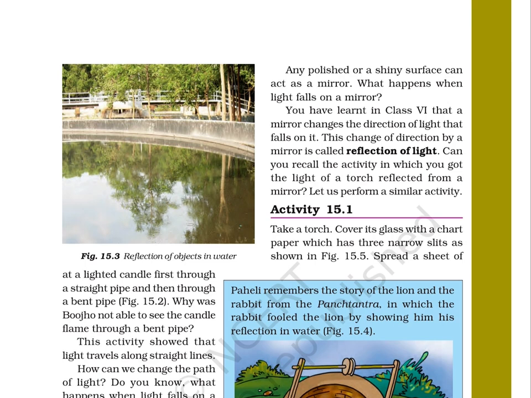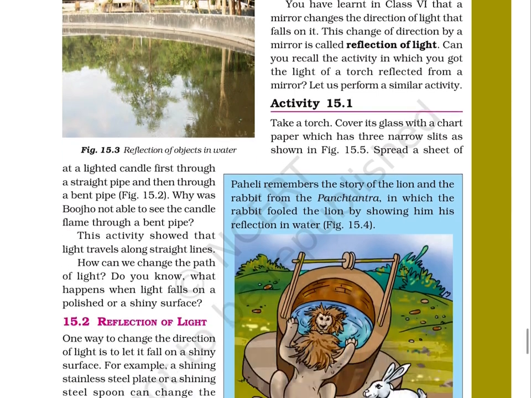Any polished or shiny surface can act as a mirror. What happens when light falls on a mirror? You have learned in class 6 that a mirror changes the direction of light that falls on it. This change of direction by a mirror is called reflection of light. Can you recall the activity in which you got the light of a torch reflected from a mirror? Let us perform a similar activity.